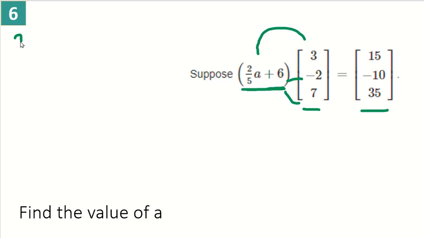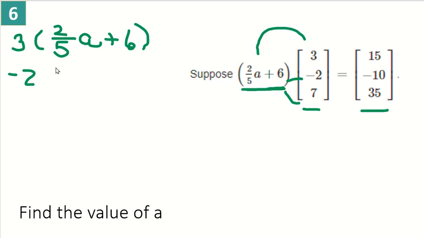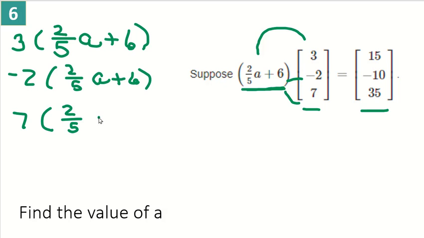So I'll have 3 times 2/5 A plus 6, and then I'll have -2 times 2/5 A plus 6, and then the third number is going to be 7 times 2/5 A plus 6.